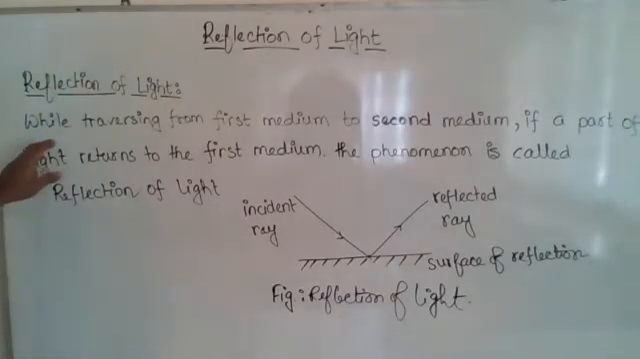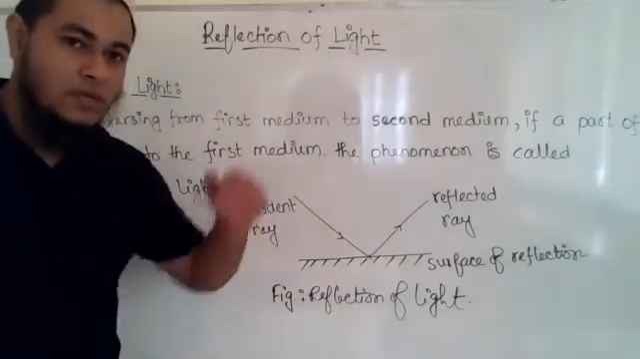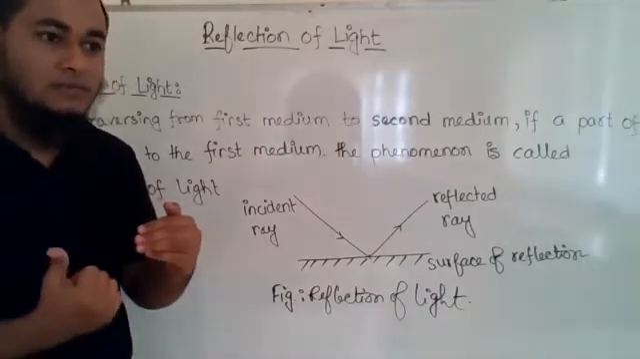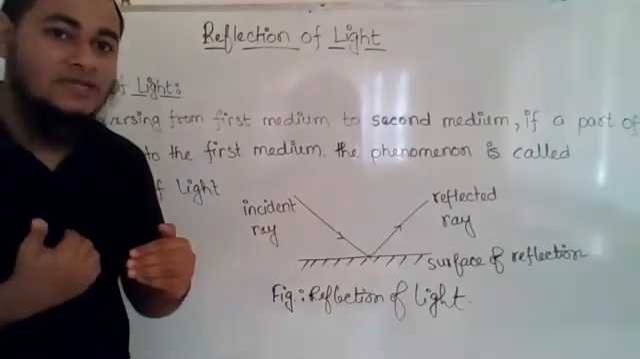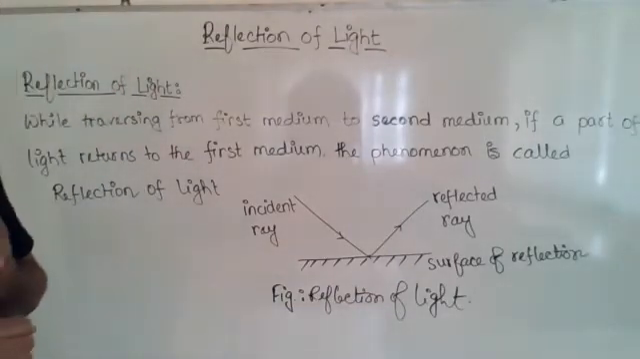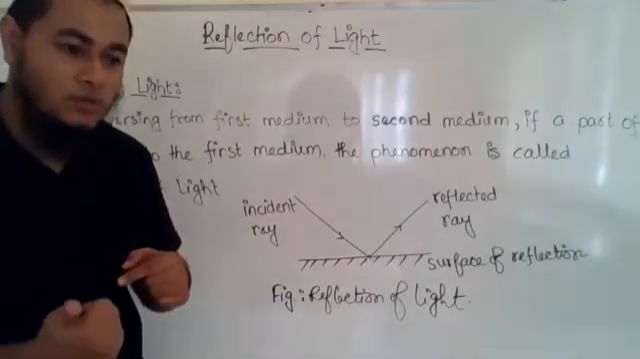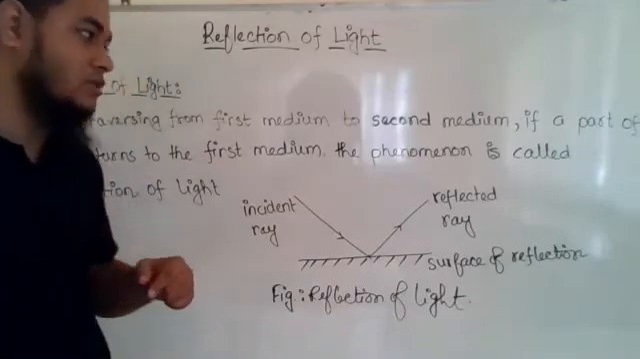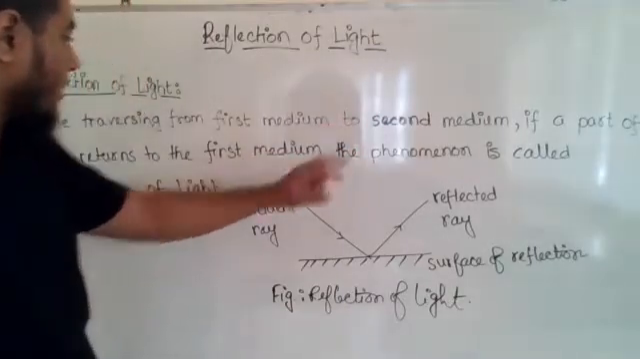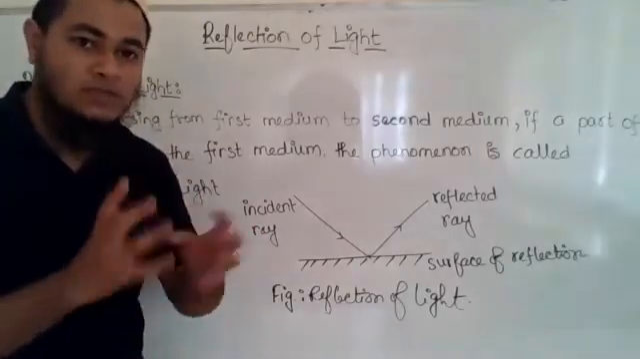So while traversing from first medium to second medium, there are always two mediums. The first medium is the medium from which the light is coming, and the second medium is the medium into which the light is trying to enter. So while traversing from first medium to second medium, if a part of light returns to the first medium, see, I didn't say the whole light will come back.